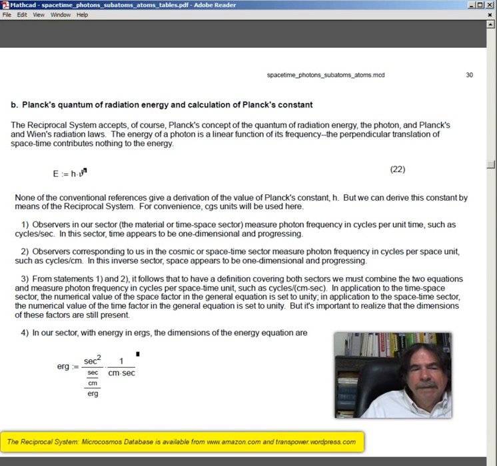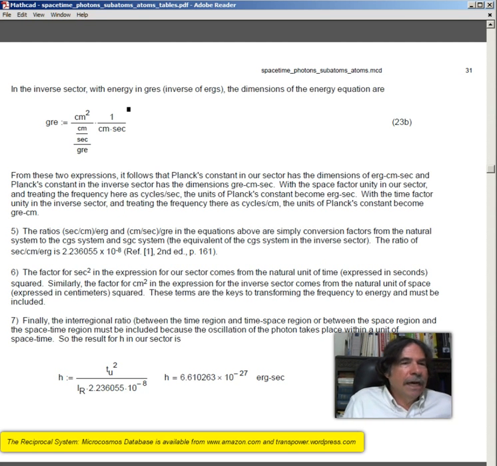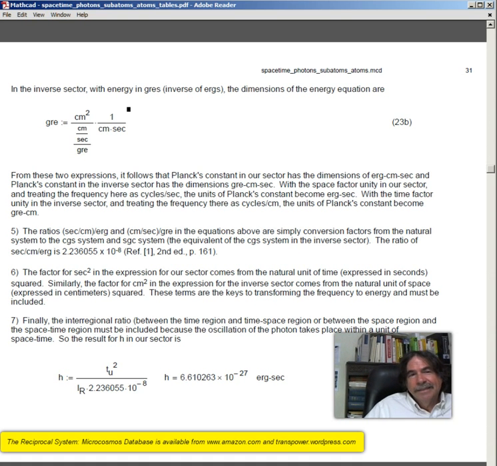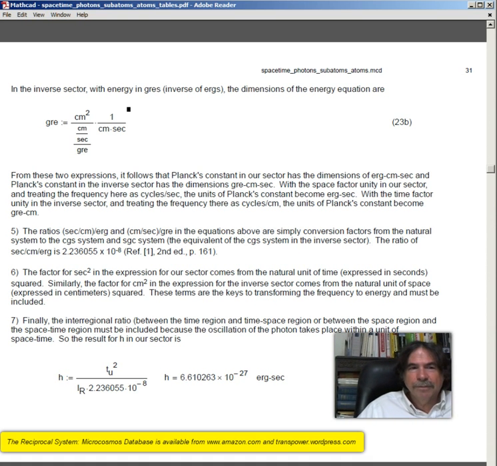In application to the time-space sector, the numerical value of the space factor in the general equation is set to unity. In application to the space-time sector, the numerical value of the time factor in the general equation is set to unity. But it's important to realize that the dimensions of these factors are still present. In our sector, with energy in ergs, the dimensions of the energy equation are erg equals second squared divided by second per centimeter divided by erg times 1 over centimeter second. In the inverse sector, with energy in grays, the inverse of ergs, the dimensions of the energy equation are gray equals centimeter squared divided by centimeter per second per gray times 1 over centimeter second.